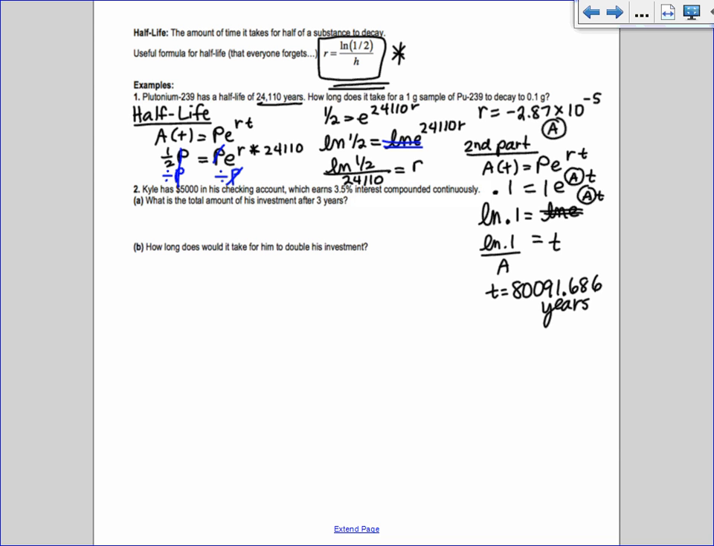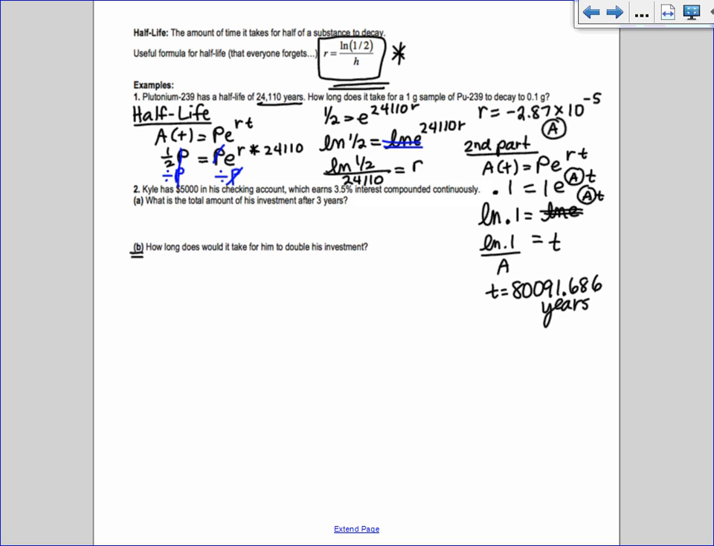All right, sometimes I ask you questions about doubling time. So that's different. Half-life is when something's decaying. Doubling time is when, like, maybe money's growing. How long does it take for your account to double? Okay, that would be like B here.